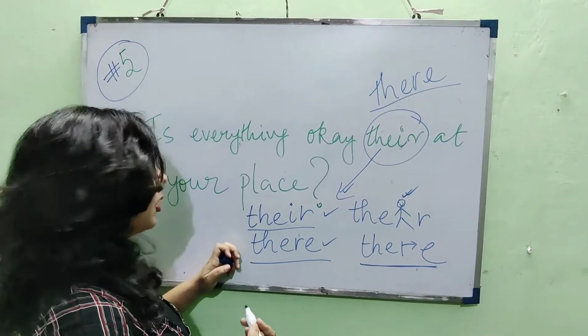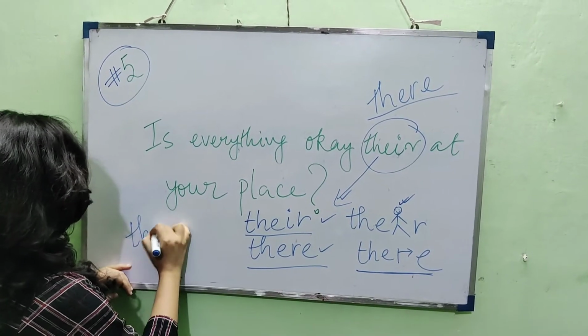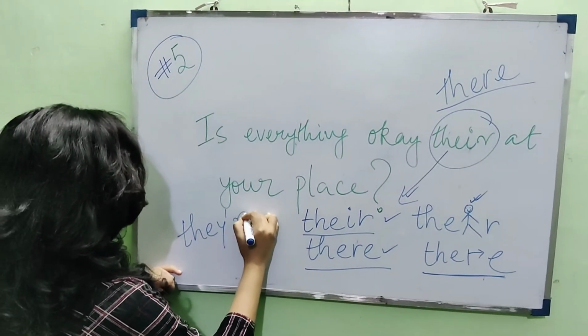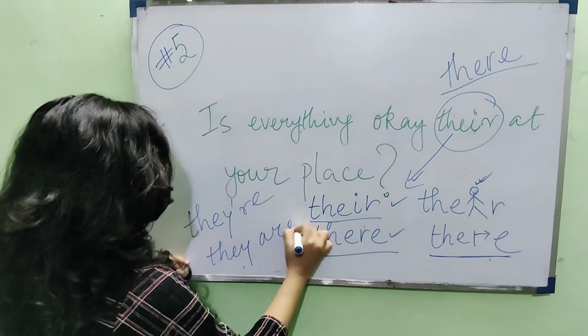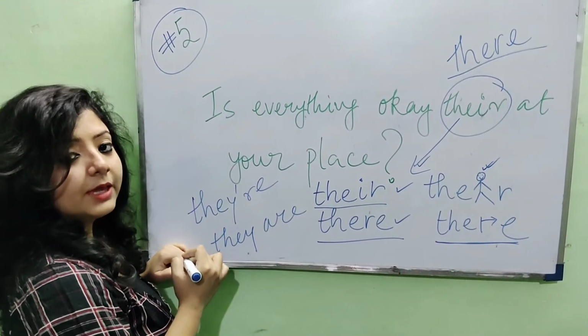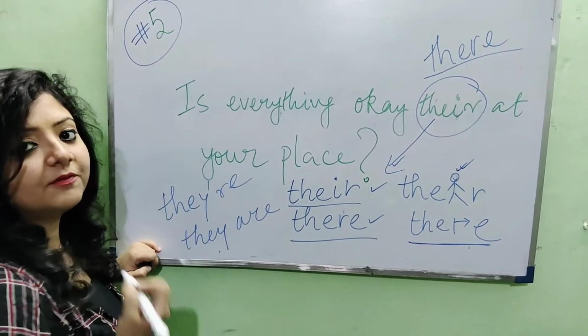And we have also done the contracted forms. So just a little bit of extra gyan. This would be they're, they are. Okay. So this was the final error.